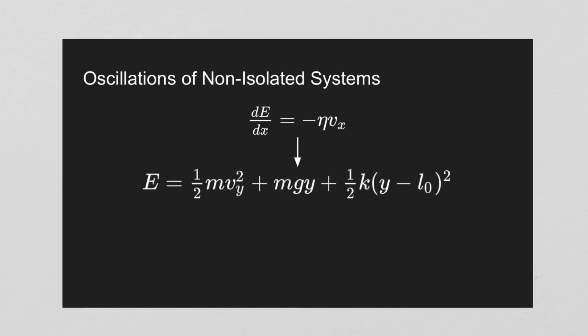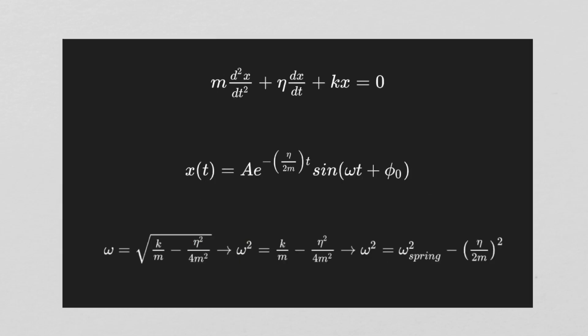Start in the exact same place. We write our energy equation for our spring. Except now on this side, we get this velocity term, a frictional loss term dependent on velocity. Write ourselves a new equation using velocity is equal to dx/dt, that's the velocity in the x direction.